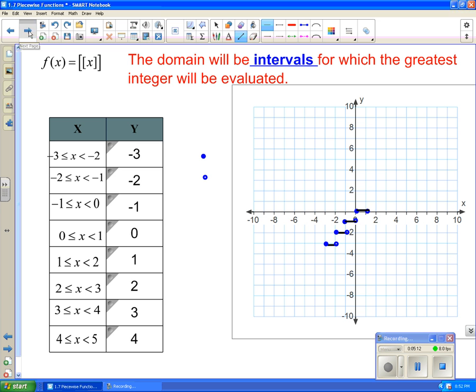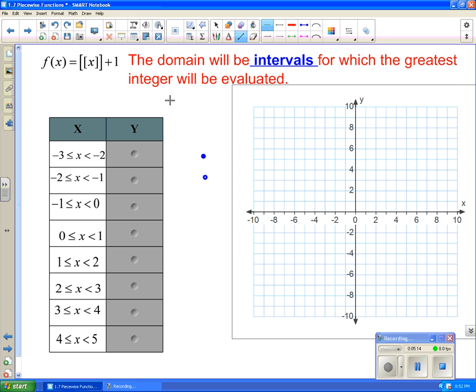Let's go ahead and look at one more example. Here I'm finding the greatest integer, and then I'm adding 1 to it. Again, your domain will be intervals, and we're going to set them up the same way, where we have it including the left-hand side and leaving the other one excluded. So we say x is between -3 and -2, but we're going to include the -3. X is between -2 and -1, we include the -2. X between -1 and 0, and we include the -1, and so on.